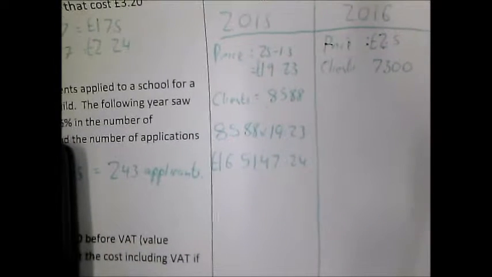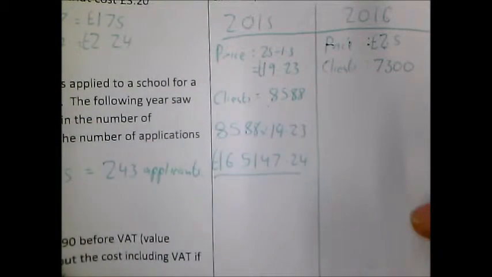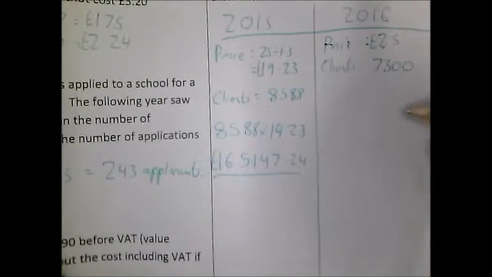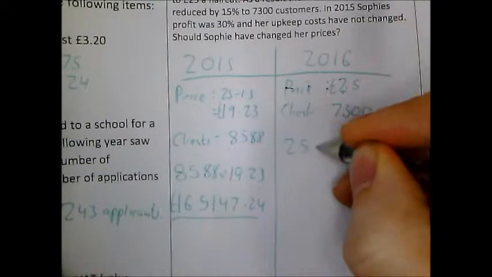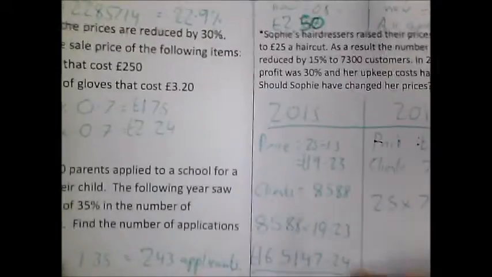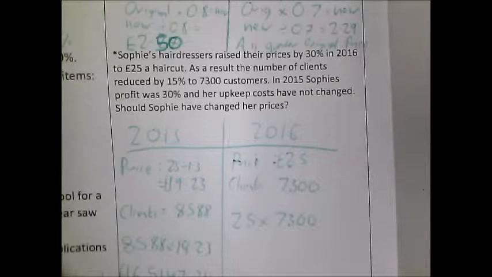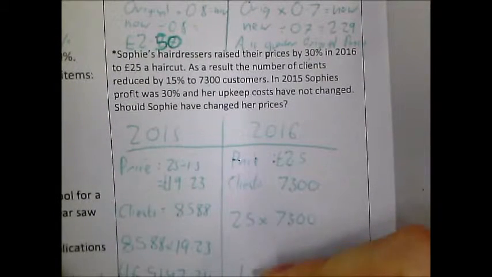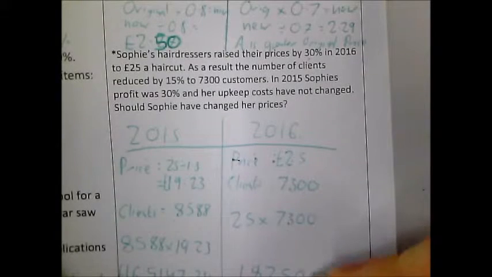So the video went a bit strange there. Okay, so that's how much she earned in that month. We'll do the same in 2016. So £25 per haircut times by 7,300 clients. She earned £182,500.